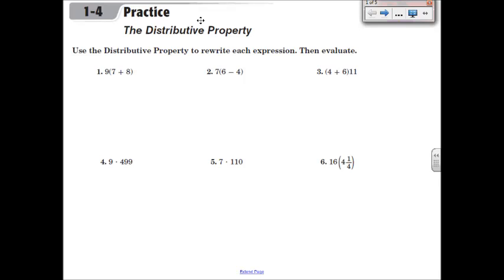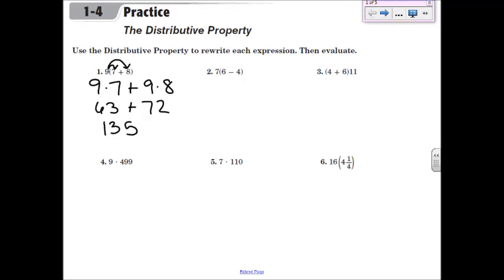So we have 9 times 7 plus 8, and the distributive property says that each thing inside the parentheses gets multiplied by the number outside. So we have 9 times 7 plus 9 times 8. 9 times 7 is 63, and 9 times 8 is 72. And then 72 and 63 are 135. 60 and 70 is 130, and then 3 and 2 is 5.